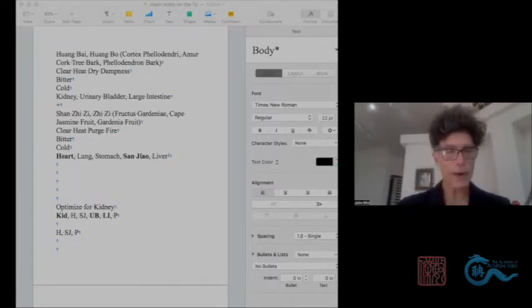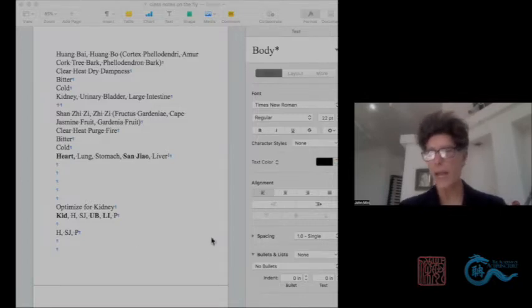So here's our formula, or is it a formula? Let's see. We got lung, intestine. Yeah, this is a formula. Sure, why not? So here we cover actually the entire kidney balance network, plus the lung. It's bitter and cold. Bitter and cold are both double stacked.